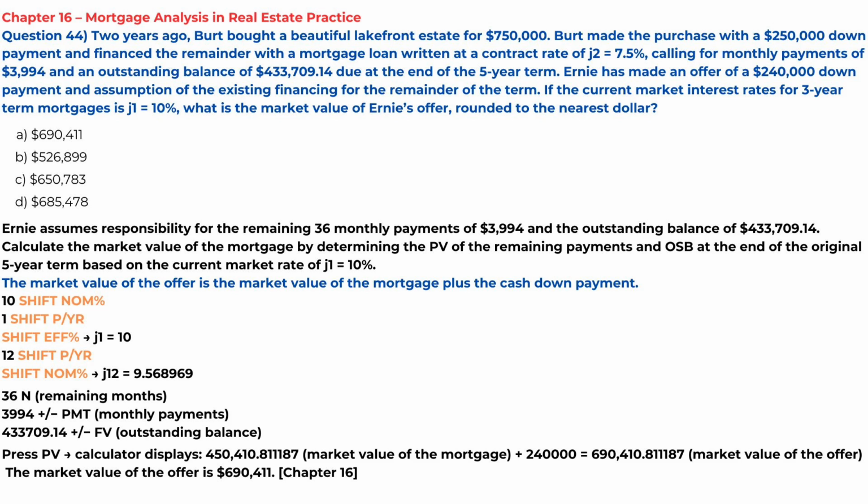Add 240,000 equals 690,410.81187, that is the market value of the offer. The market value of the offer is A, 690,411 rounded to the nearest dollar.